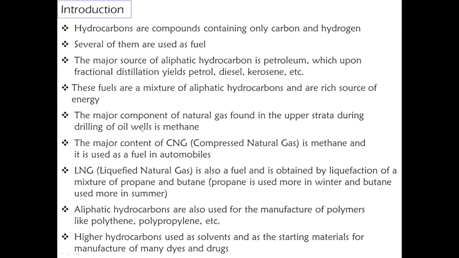The major content of CNG, compressed natural gas, is methane, and it is used as a fuel for automobiles. CNG is compressed natural gas, and it contains only methane gas. Next is LNG, liquefied natural gas, also a fuel, and is obtained by liquefaction of the mixture of propane and butane. Propane is used more in winter and butane is used more in summer.